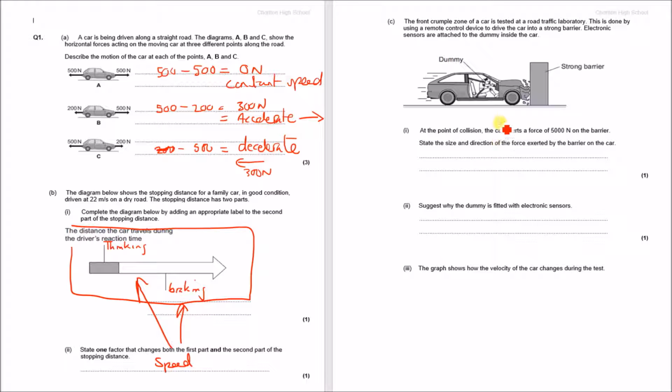At the point of the collision, the car exerts a force of 5,000 newtons on the barrier. So if there's 5,000 newtons on the wall acting that way, then the barrier must also act with 5,000 newtons. This is Newton's third law. For every action, there is an equal and opposite reaction. So that is 5,000 newtons. Remember, it is equal and opposite.